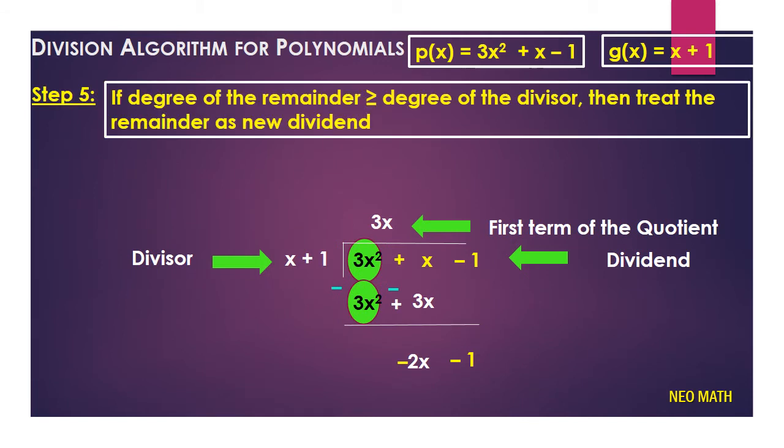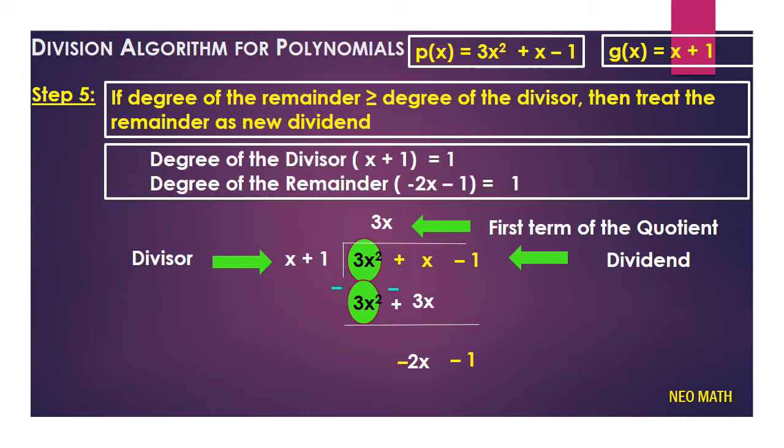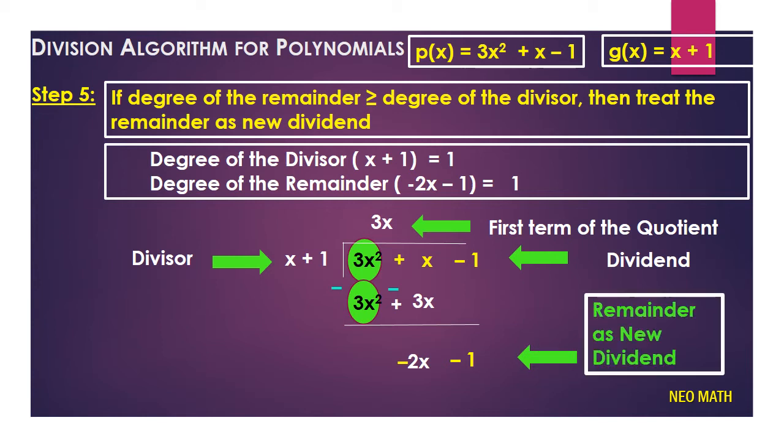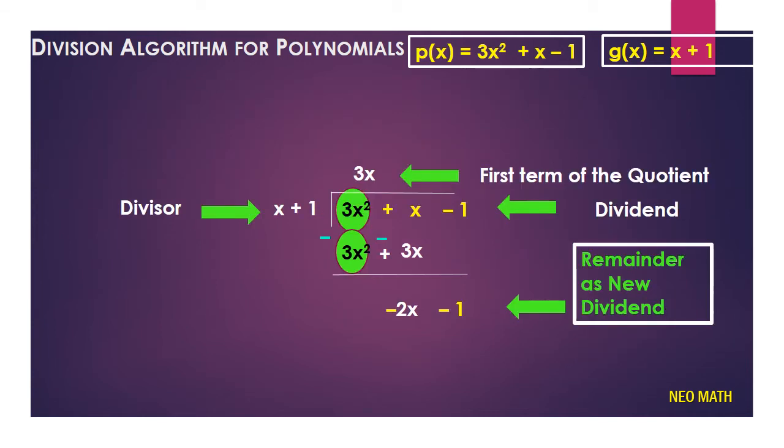So step 5. If the degree of the remainder is greater than or equal to the degree of the divisor, then treat the remainder as the new dividend. Here the degree of the remainder minus 2x minus 1 is 1. The degree of the divisor x plus 1 is 1. So the degree of the remainder is equal to the degree of the divisor. Then we have to treat this remainder minus 2x minus 1 as the new dividend.